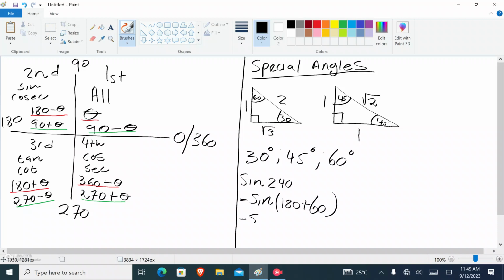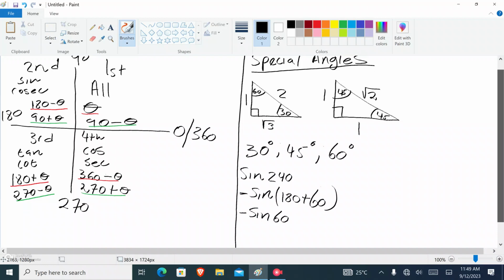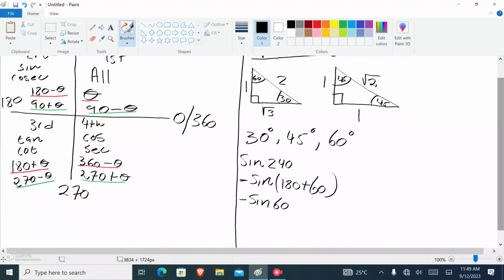Then you start reducing. So as you reduce, this is gonna be sine 60. Do you guys see now? This is gonna be sine 60. Now looking at our special angle triangles, sine 60 is here, guys. 60, in fact, our special angle is supposed to be on this triangle.